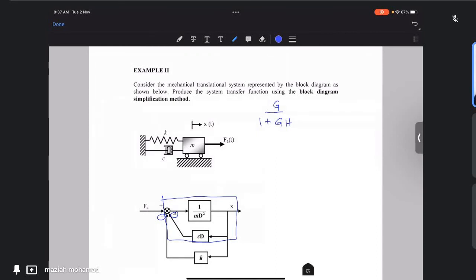Yeah, Allahu Akbar. Okay, so the first parallel block. Sorry for the disturbance here. All right.